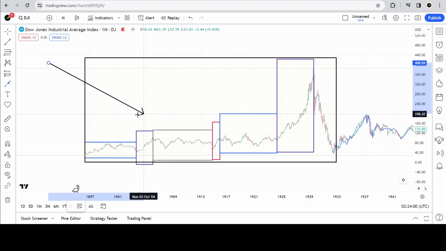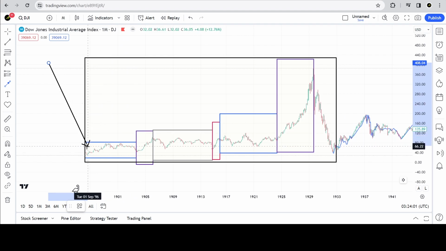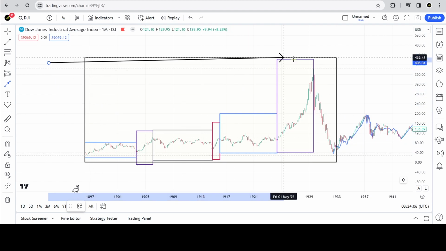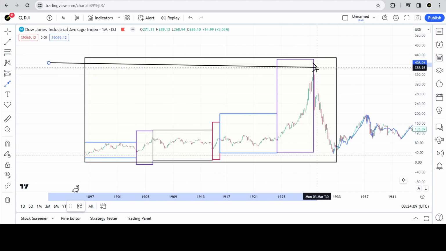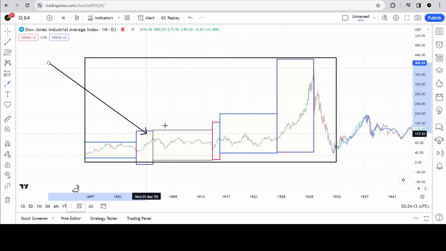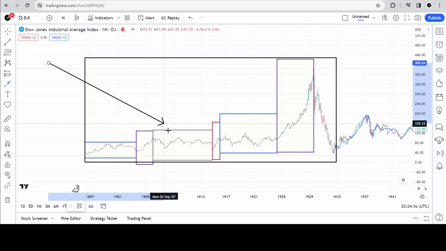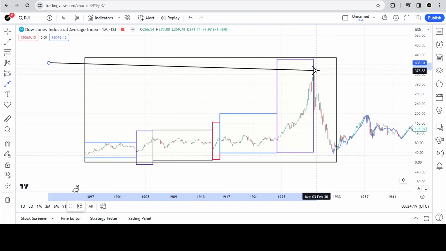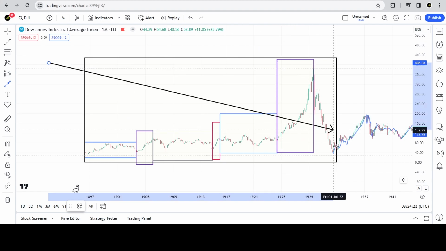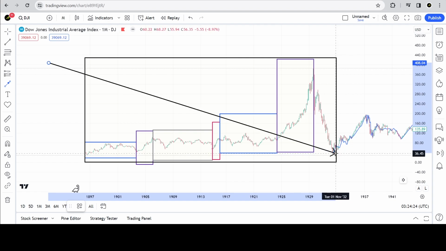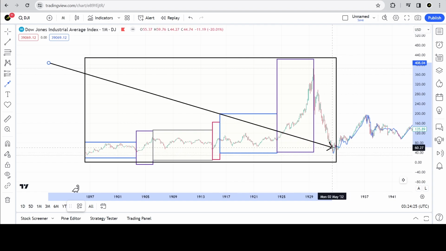Okay, so if we go back to the very beginning of the chart, we can see that this chart starts back in 1896. If we focus on this run-up to the 1929 crash, which is right here, there are 6 basic structures that make up this run-up to the 1929 peak. After that comes a substantial crash. This crash ends in 1932.